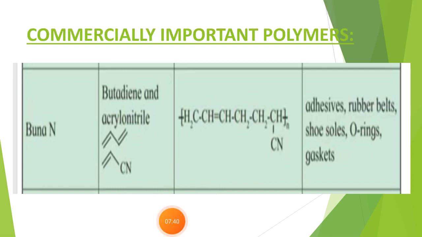So students, for the polymer Buna-N, we use butadiene and acrylonitrile monomers, which is a copolymerization process. It undergoes addition polymerization and gives the structure CH2, single bond, CH, double bond, CH, CH2, CH2, single bond, CH, single bond, where this CH opens its branch and is linked to CN.